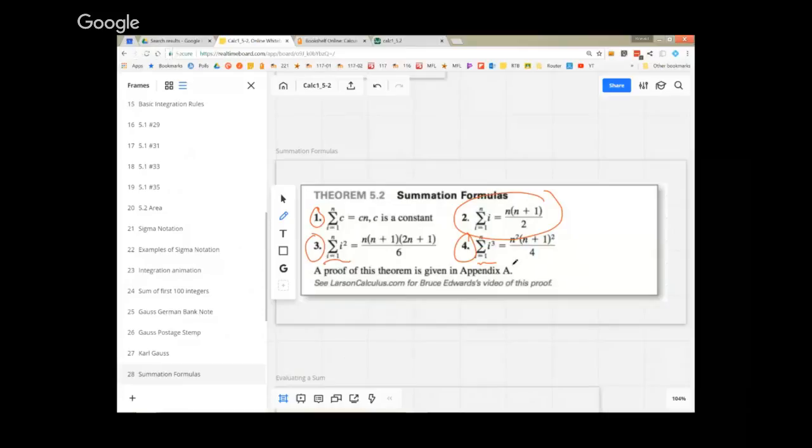So then you would take 20 squared times 21 squared and divide by 4. Obviously there are many others, but these are the 4 that we will make use of. And it's just kind of nice. Again, don't memorize them, but keep them handy. They can make your work a lot shorter.